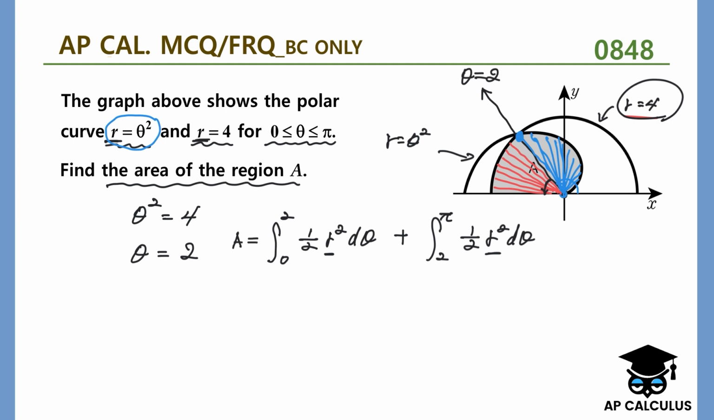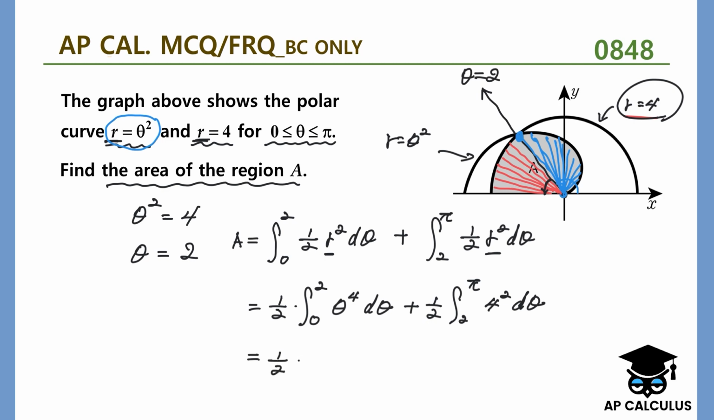So let's solve this. Here we have 1/2 times the integral from 0 to 2 of theta to the power 4 d theta, plus 1/2 times the integral from 2 to pi of r squared, where r is equal to 4, so 4 squared d theta. So far so good.